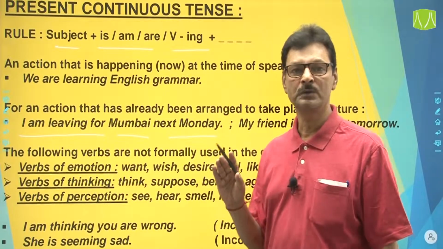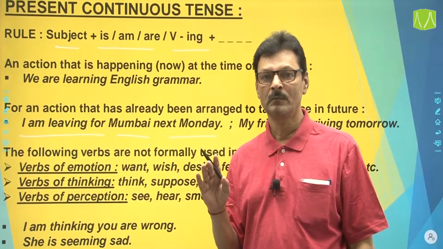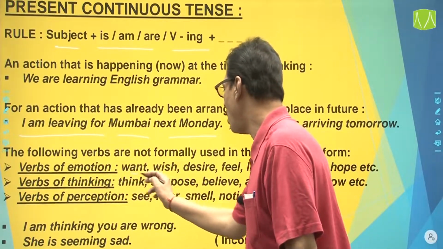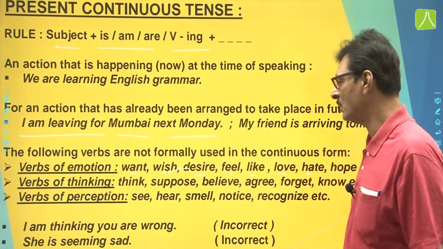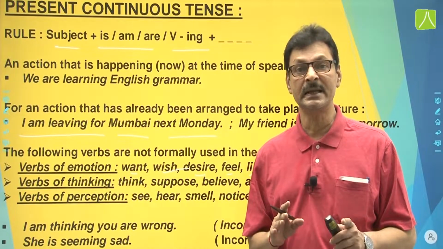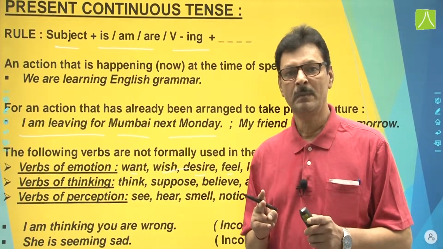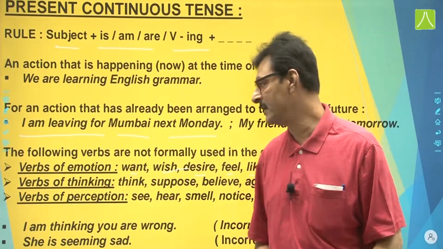Keep a check on this important thing. There are some verbs which cannot be used in the ing form as a verb. For example, the verbs of emotion: want, wish, desire, feel, like, love, hate, hope, and so on. I am wanting this is incorrect. I want this. I wish to become a doctor. Not I am wishing to become a doctor, which is incorrect.